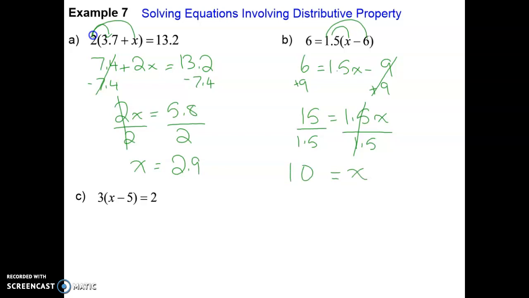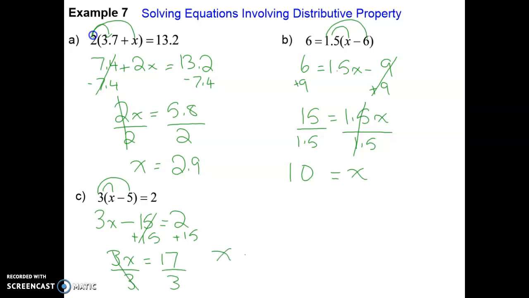For example C, 3 times x is 3x. 3 times 5 is 15, and that's equal to 2. Again, we're going to add 15 to both sides to make that a zero pair. 3x equals 17. The inverse of multiplying by 3 is dividing by 3.